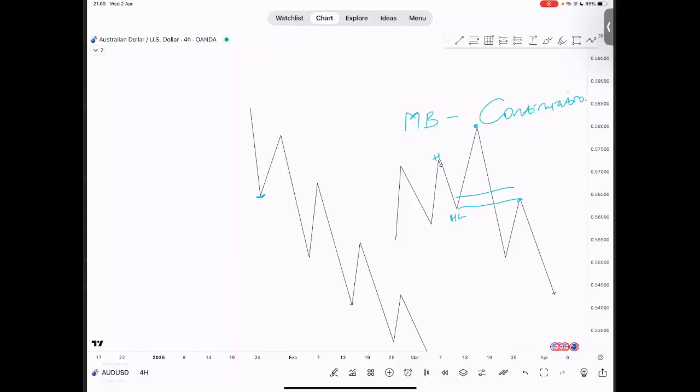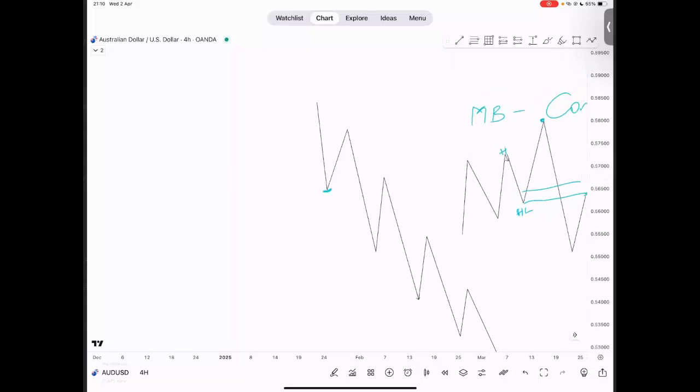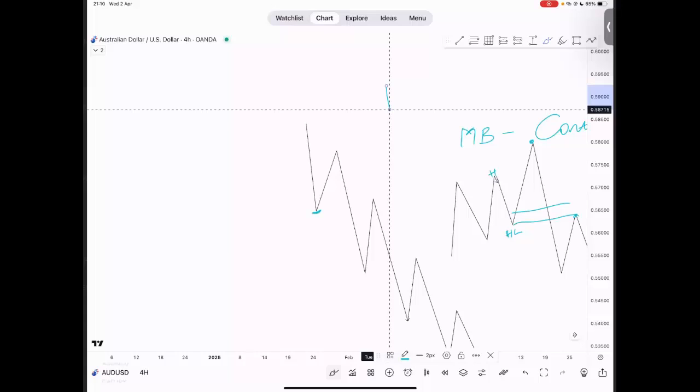Now, it is very confusing because it is easy to mistake mitigation blocks for breaker blocks, or to even mark out mitigation blocks in an improper way. Out of all of the PDRs that you have, mitigation blocks are the trickiest. One thing I want you to remember when you're talking about mitigation blocks is imbalance. It is very, very important.